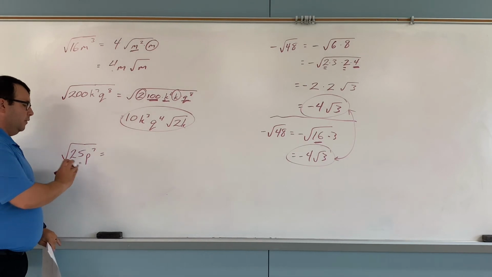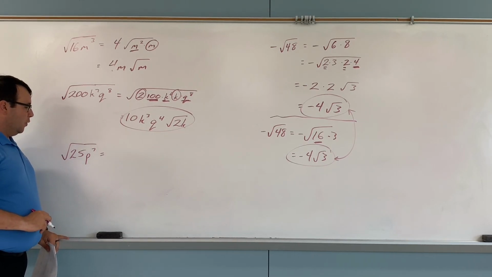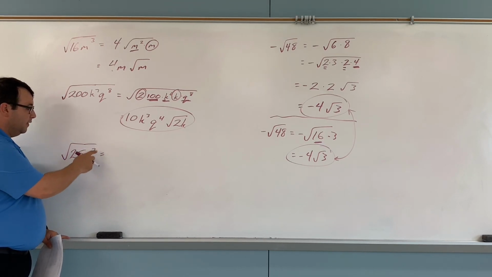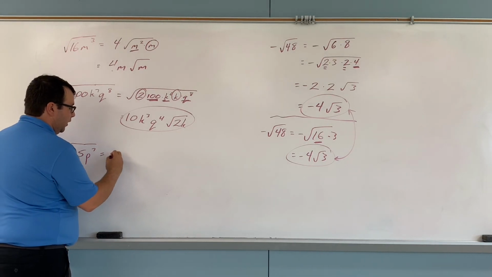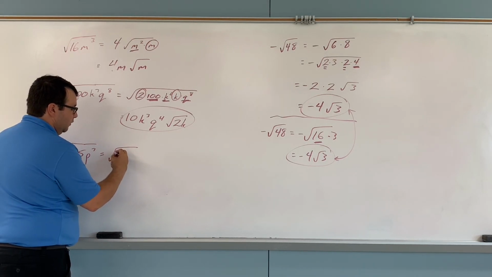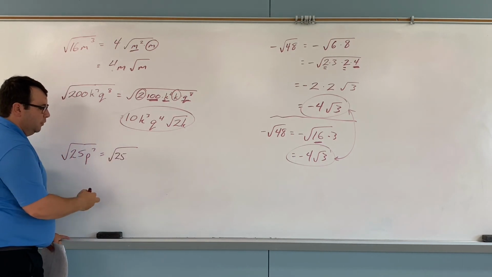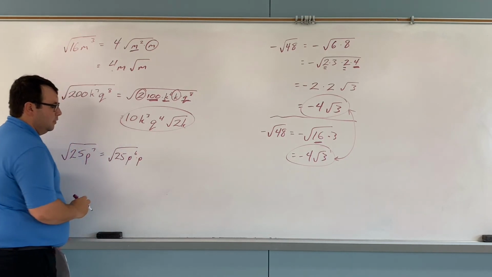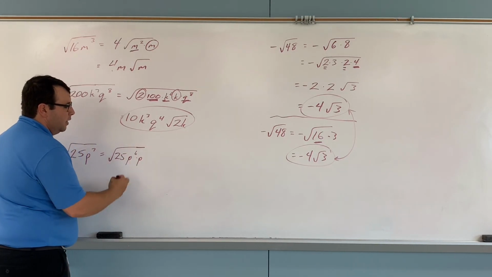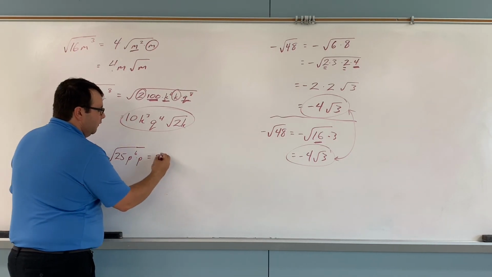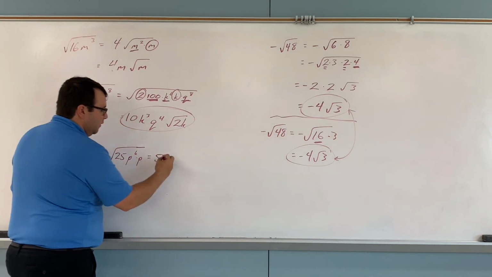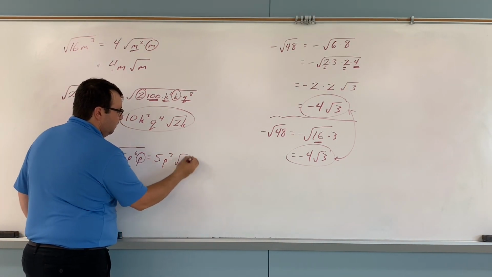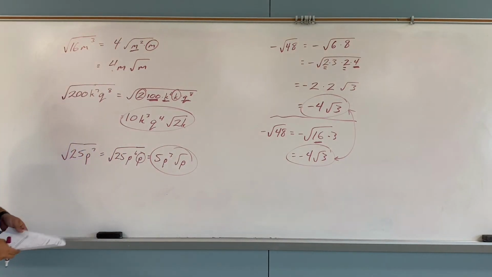So that being said, tackling this last problem, what would you do first? I'm looking at a square root. I have 25p to the 7th. I'm going to say let's split it up. So I have the 25, I know is 5 times 5. I'm just going to write that as 25. I have p to the 6th times p. That's the one that I needed to see split up, right? Square root of 25 is 5. Square root of p to the 6th is p to the 3rd. I'm left with p in the radical. And there you go.